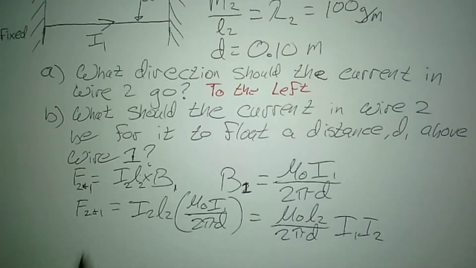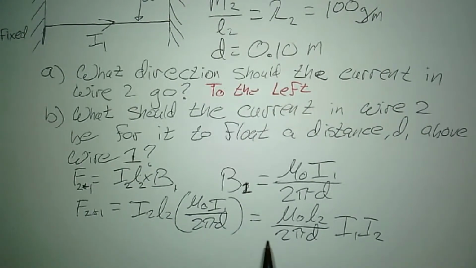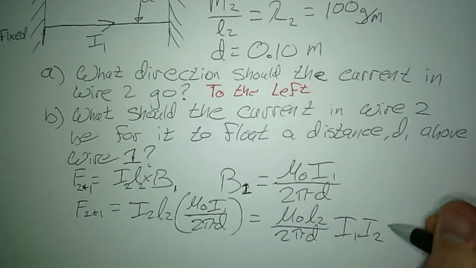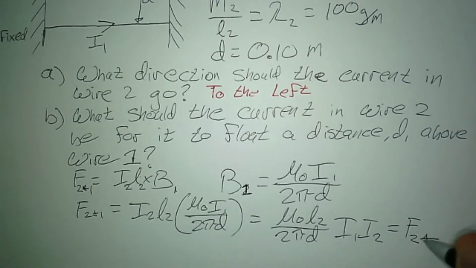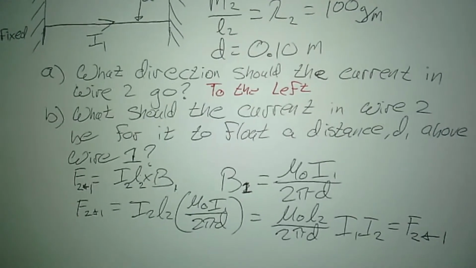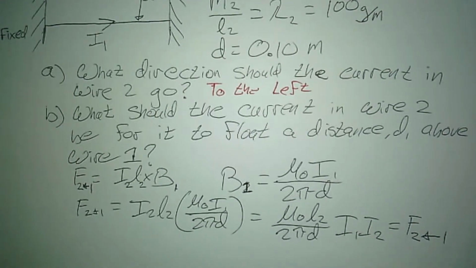Okay, so then let's talk about this. What I did is I took this equation and put it in here. So that's just going to be IL times mu naught I over 2 pi d right there. Then I simplified, put all the constant stuff over here and my currents over here. So now I'm going to solve for I2. But the problem now is this is still equal to whatever the force is, F2 on 1. So I don't know what that force is yet.